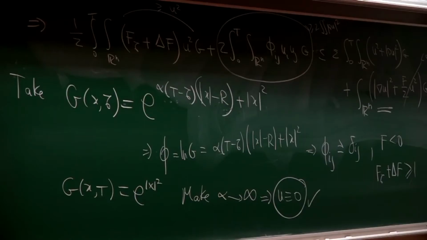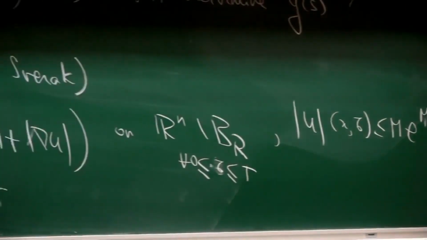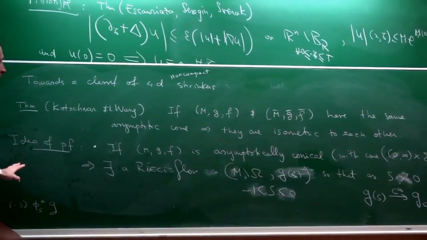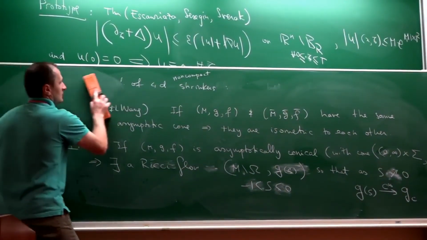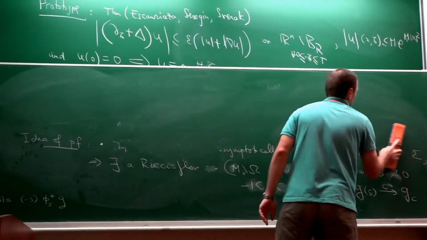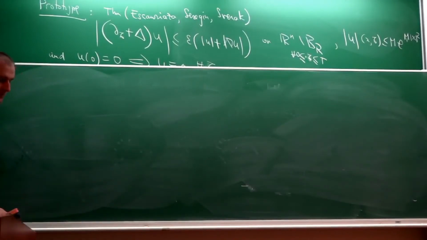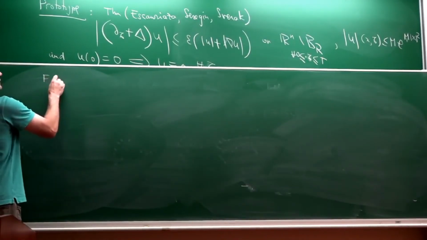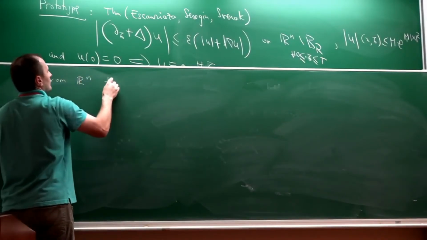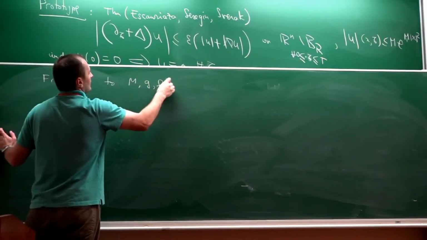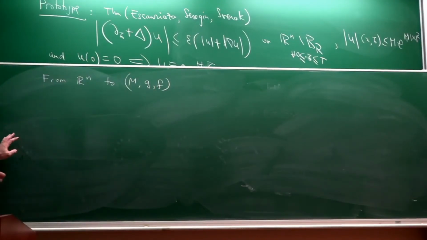So now let me explain how this follows from this. Because this is a Ricci flow, and this is a heat equation, or heat operator, in Rn. So this is the part from Rn to the manifold, right? To the shrinking case.